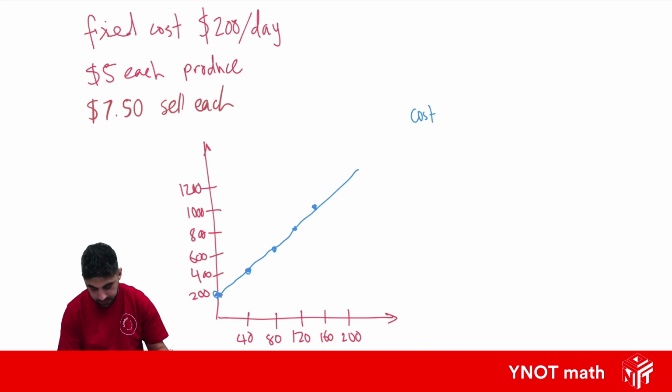Now, our revenue is here because if we sell no burgers, we're not making any money. When we sell 40 burgers, we're actually making $300. When we sell 80, we're making $600. When we sell 120, we're making $900. When we sell 160, we're making $1,200. And we get another straight line. And that's our revenue.